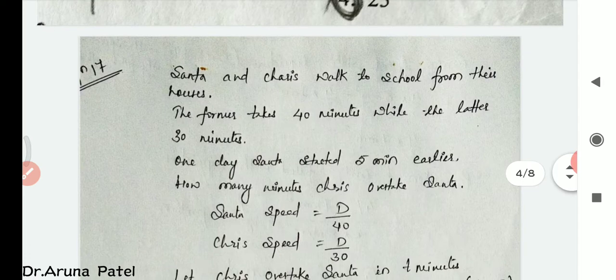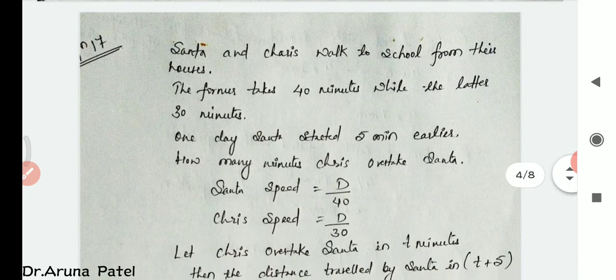So here Santa and Cherish walk to school from their houses. So the distance must be the same for both Santa and Cherish. The former takes 40 minutes while the latter takes 30 minutes, as given in the question. One day Santa started 5 minutes earlier. In how many minutes does Cherish overtake Santa?